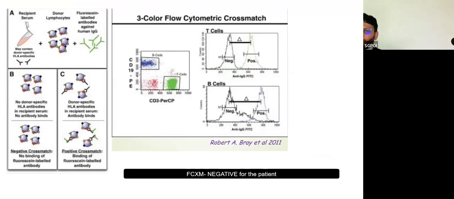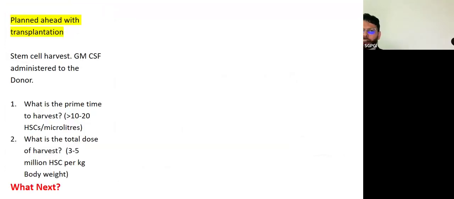And this I'll not go into detail. So you check for the presence of preformed antibodies for the donors in the patient serum. Fine. When it is clear that the amount of DSA present is very low or absent, then you give a go-ahead for the stem cell transplantation, and it is done. Now, how do you do it? You give some injections to increase the stem cells in the donor. Those stem cells are mobilized in the peripheral blood, and then you count the stem cells. Fine.